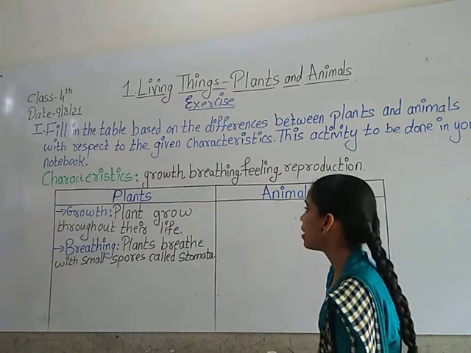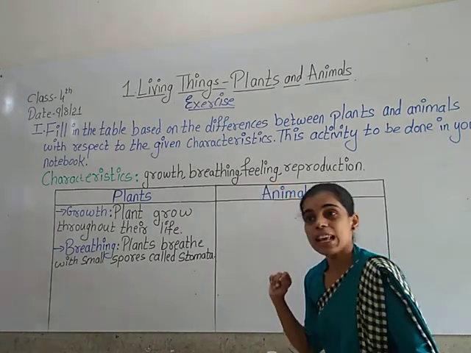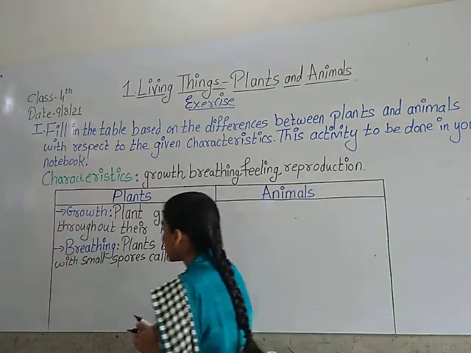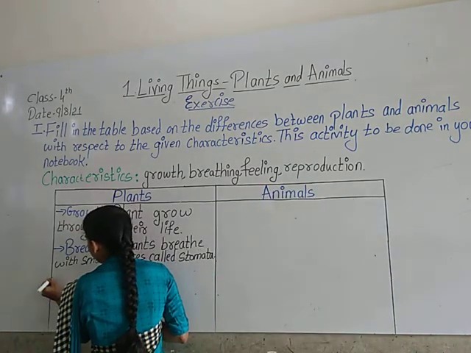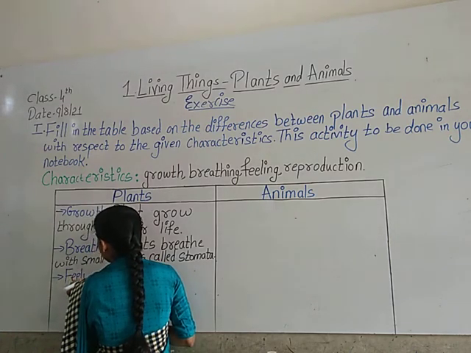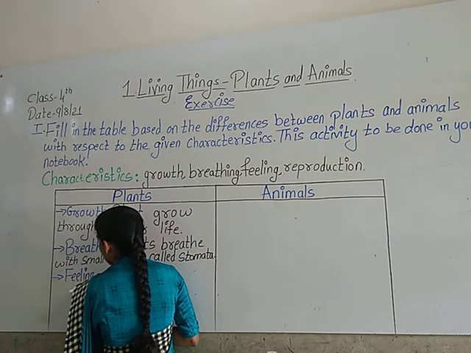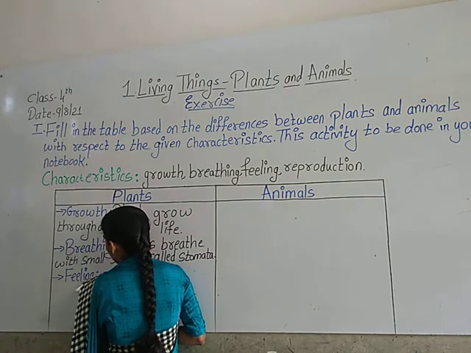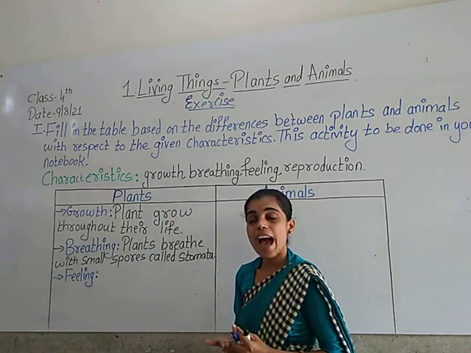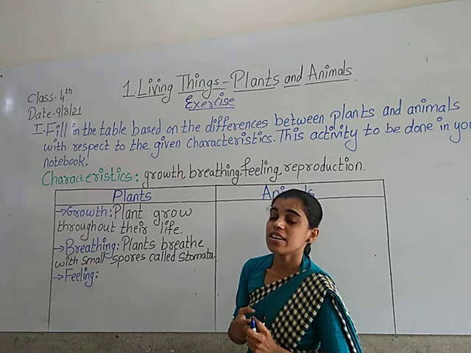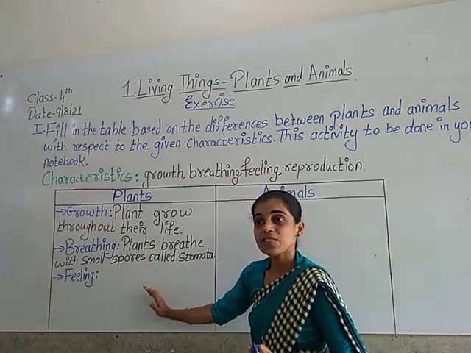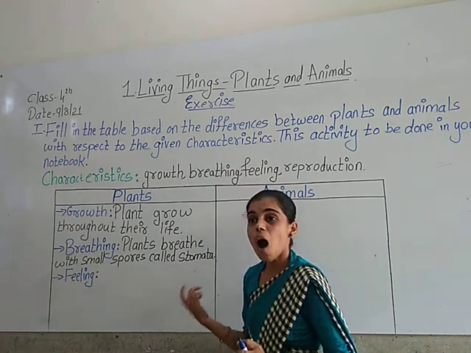Next character is feeling. Feeling means the sense organs in plants. Let us write the next one. Feeling. F-E-E-L-I-N-G. Feeling. And the plants, they do not have any sense organs. So they cannot feel. So plants do not have sense organs.